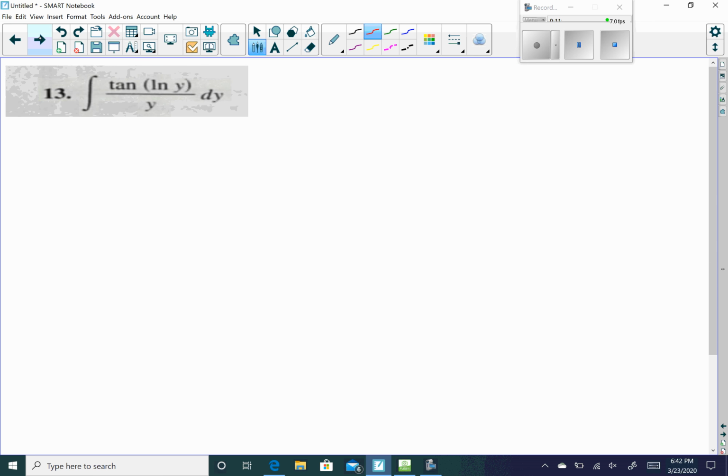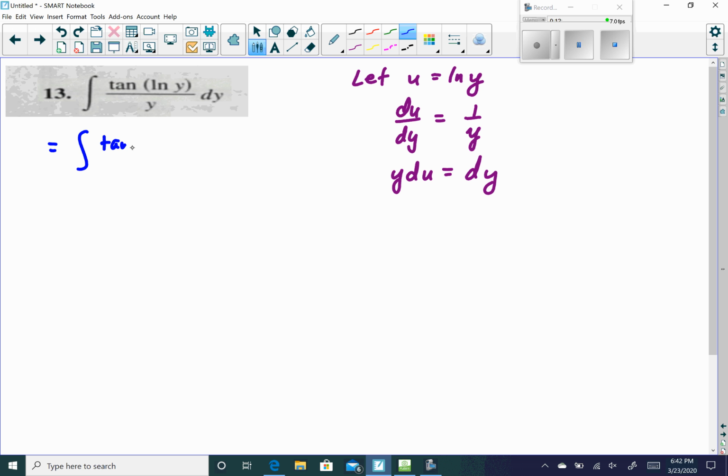Alright, so looking at number 13, like I said, this was a bit of a challenge. We're going to start with some u substitution here. So right away, we're going to let u equal the natural log of y. Mainly because when we go to take this derivative, we're just going to get a 1 over y, and that's what's going to help us get rid of that y that's in the denominator. So then du over dy is going to equal 1 over y, and then y times du is going to equal dy.